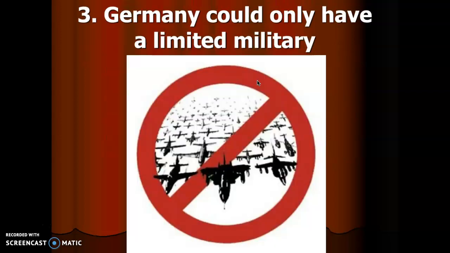The third thing, Germany had to reduce its military. They had to get rid of planes and tanks and ammunition. They had to reduce it because the thought was, if we reduce Germany's ability to have military, they'll never rear their ugly head again. So we want to reduce them, squash them, remove them.